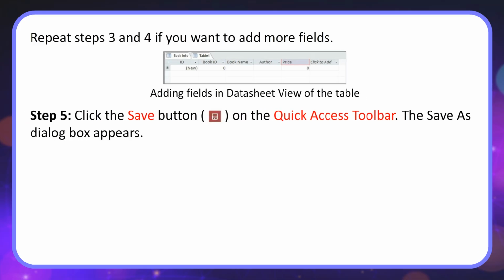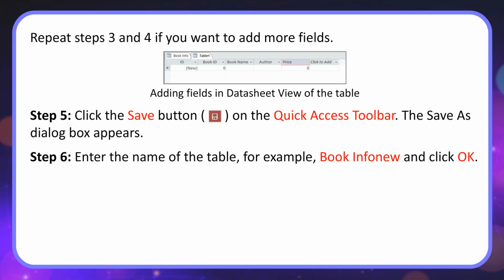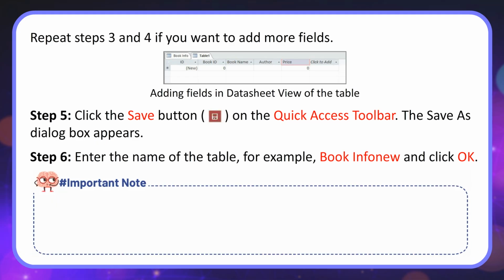Adding fields in Datasheet view of the table. Step 5. Click the Save button on the Quick Access toolbar. The Save As dialog box appears. Step 6. Enter the name of the table, for example, Book Info New, and click OK.